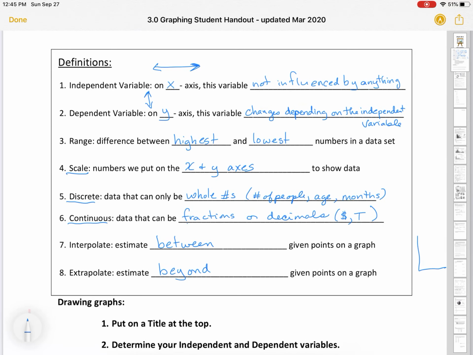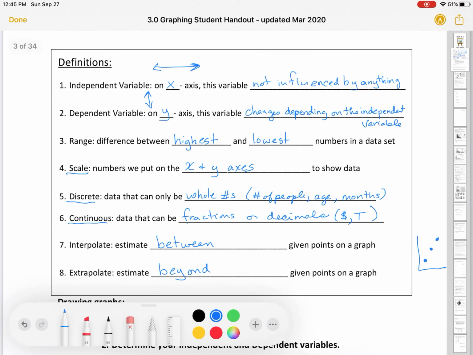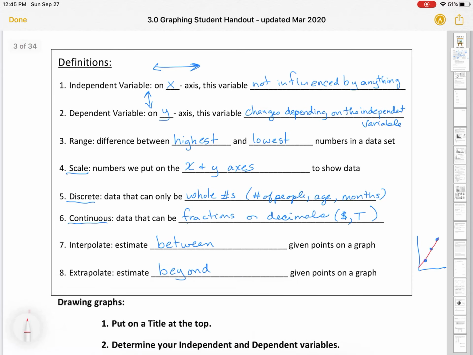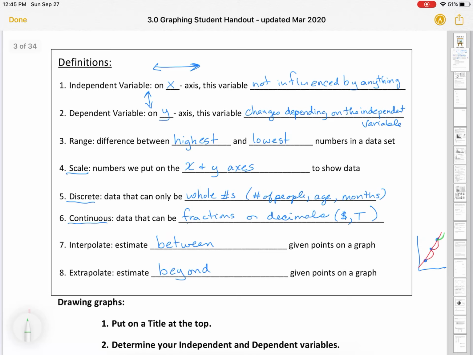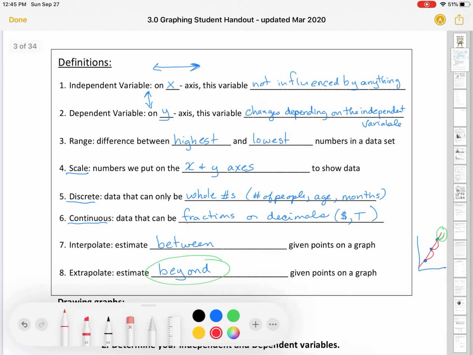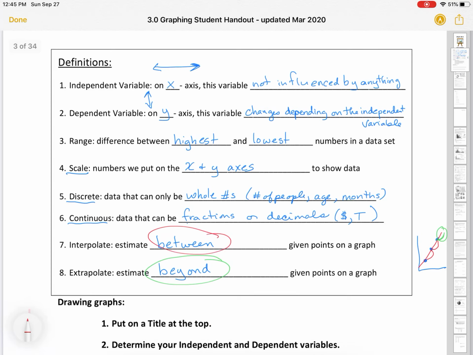So if we have a graph and I have this point and this point and this point, interpolating would be the information between, but extrapolating would be here beyond. It's guessing what happens after. Okay, so that would be the difference. And we'll do a few examples where we kind of see how that works.